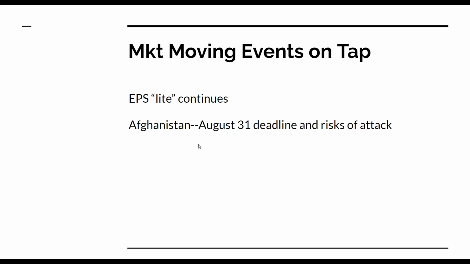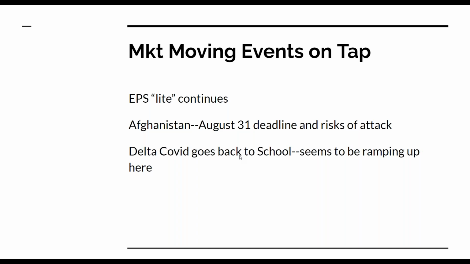So in the week and weeks ahead, still have some EPS reports trickling in for the non-fiscal year reporting companies, so keep an eye on those. Afghanistan, obviously the terrible events of last week, and then the August 31st deadline is on Tuesday, and heightened risk of more attacks. Then Delta COVID goes back to school. Around here, I'm in Greenville, South Carolina, it just seems like things are really ramping back up pretty quickly, particularly within the school setting. So we'll see what happens.